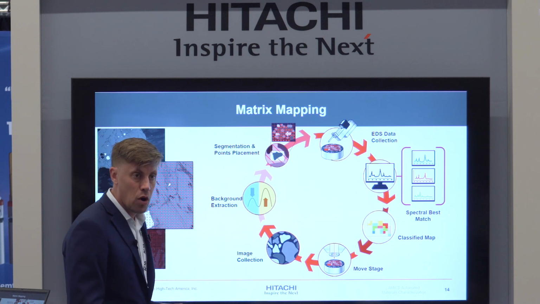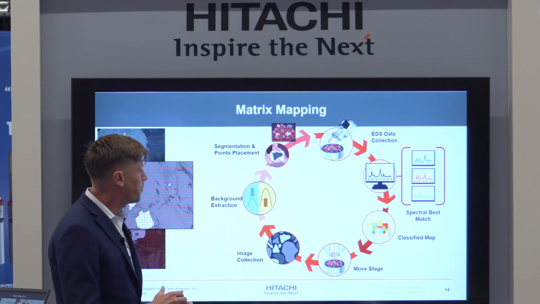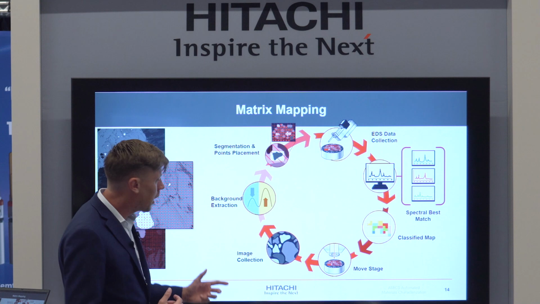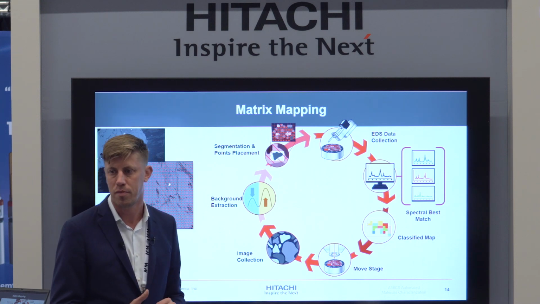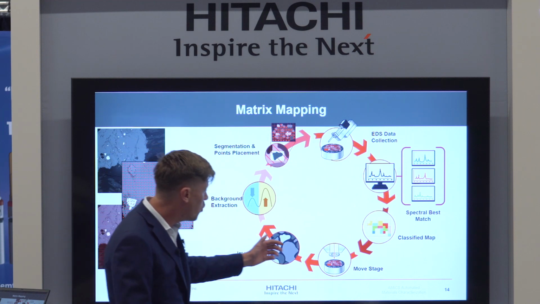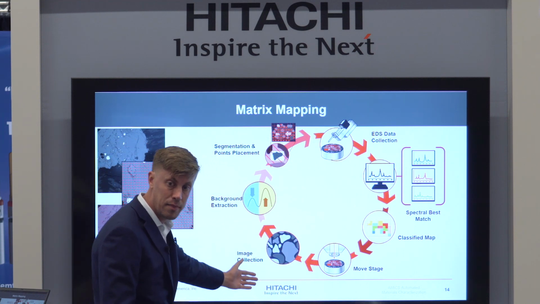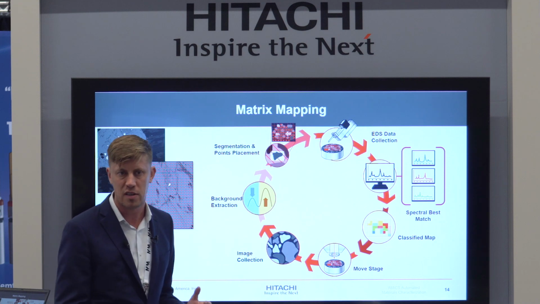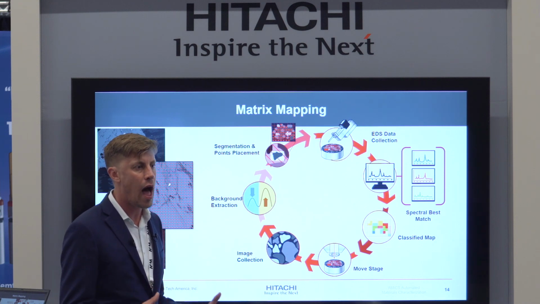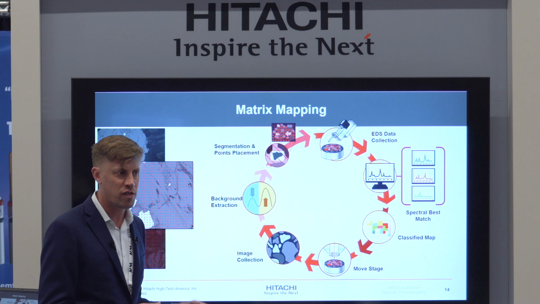So matrix mapping mode is kind of my go-to, right? I work with a lot of fine grain rocks, and so this is the most appropriate measurement mode for fine grain rocks. So we move the stage, then it collects an image, then it subtracts the background, and the user can specify what the background is. So a lot of what I'm doing, I've got a relatively narrow range of background.